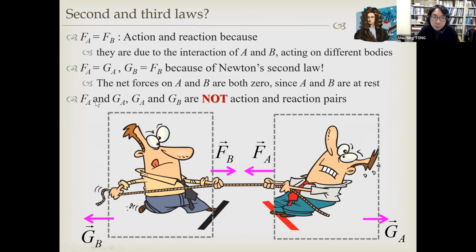But FA and GA, and FB and GB, are not action and reaction pairs because they act on the same body. FA and GA both act on A, FB and GB both act on B, so they are not action and reaction pairs. So when you say the forces are equal, you should have a reason, and you should distinguish whether the forces are equal by Newton's second law or Newton's third law. They are conceptually different.